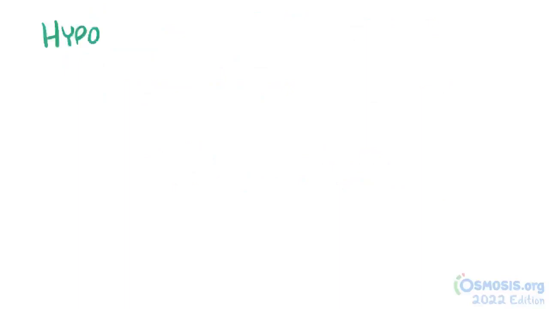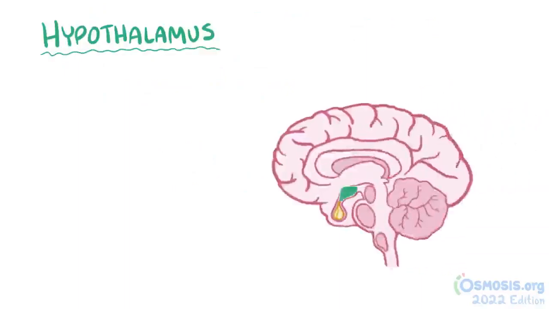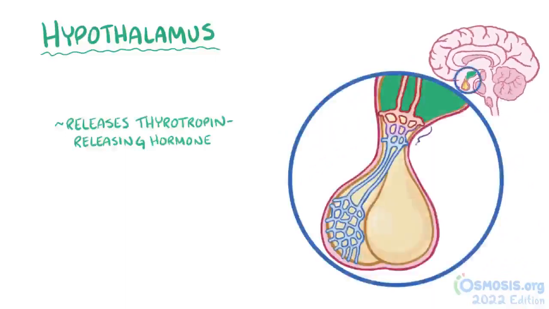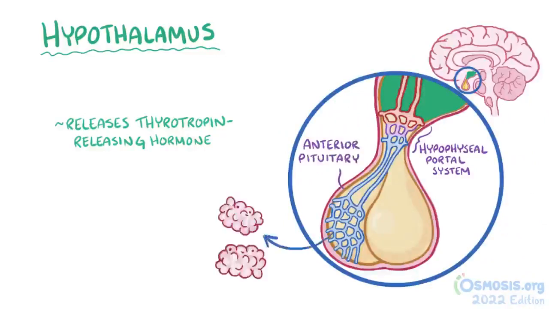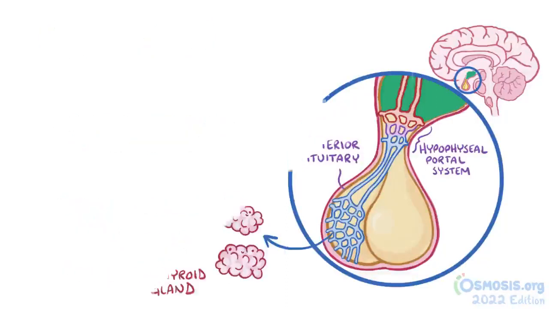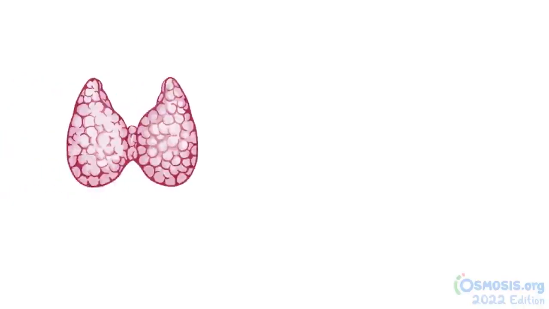Now, normally, the hypothalamus, which is at the base of the brain, secretes thyrotropin-releasing hormone, or TRH, into the hypophyseal portal system, which is a network of capillaries linking the hypothalamus to the anterior pituitary gland. The anterior pituitary then releases thyroid-stimulating hormone, aka thyrotropin, or just TSH. TSH stimulates the thyroid gland, which is a gland found in the neck that looks like two thumbs hooked together in the shape of a V.